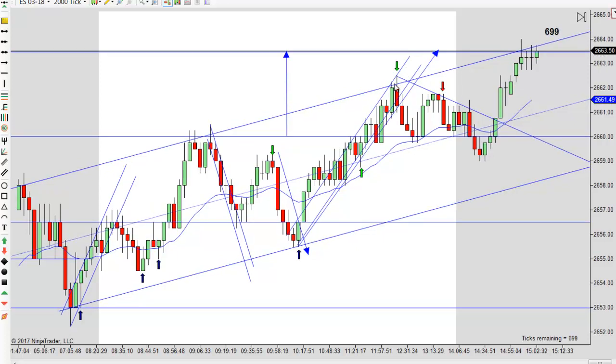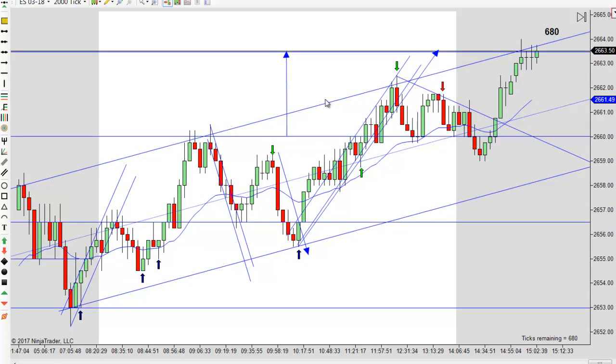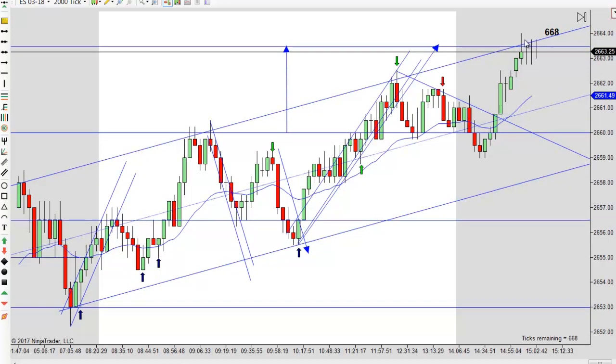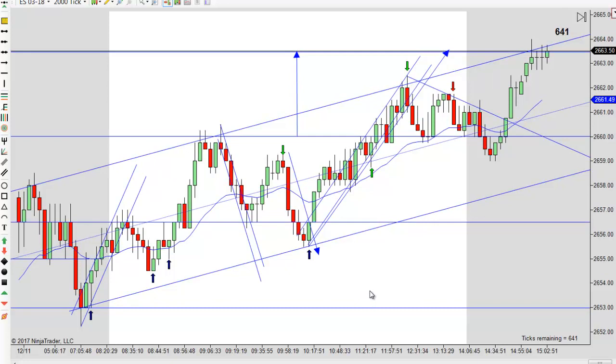Notice that we turned down here, so that lets you know that this channel is probably in play, and it's probably accurate. And so once you touch this line, that would be my target regardless, especially when you're getting that same level two different ways. I measure it two different ways, we get that same target.